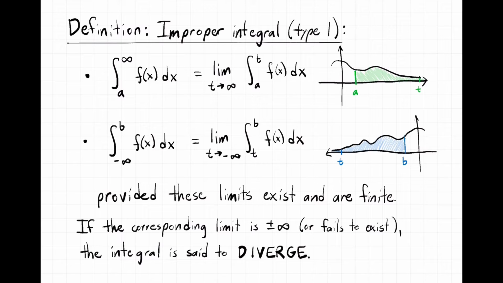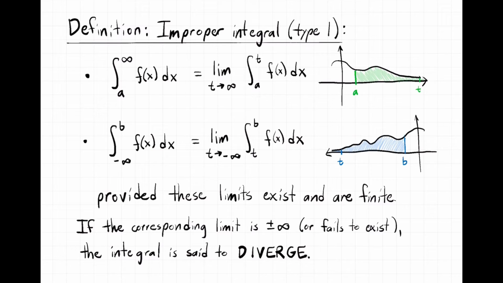In either case, these limits might be finite, in which case the integral is equal to the value of that limit, or these limits might not exist, or they might be infinite. And if either of those things is the case, if these limits come out to be infinity or minus infinity, or if they are just nonsense and don't exist at all, then we'll say that the integral diverges and therefore does not have an answer.